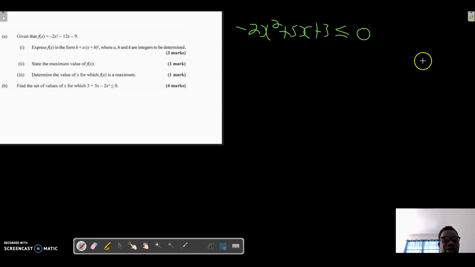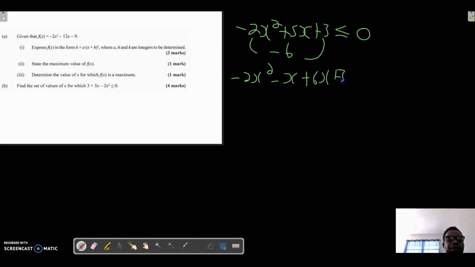And since it's already been compared to 0, we can go right ahead and factorize it. So we're going to use the AC method, which is minus 6. So we need two numbers that when we multiply them, we get minus 6, but if we add them, we get positive 5. So that's going to be positive 6 and negative 1. So I'm going to have minus 2x squared minus x plus 6x plus 3 is less than or equal to 0. You know the method: we pair and factorize.